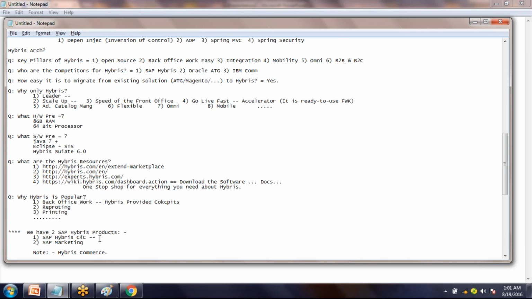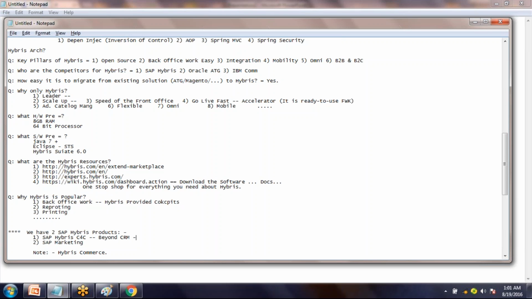What is Hybris Cloud for Customer? In simple words, Hybris Cloud for Customer is beyond CRM. That means previously we had SAP CRM. Now SAP CRM cannot be digitized. That's why they started converting or giving the CRM functionalities in the Hybris Cloud for Customer. That's why we say it's beyond the CRM.